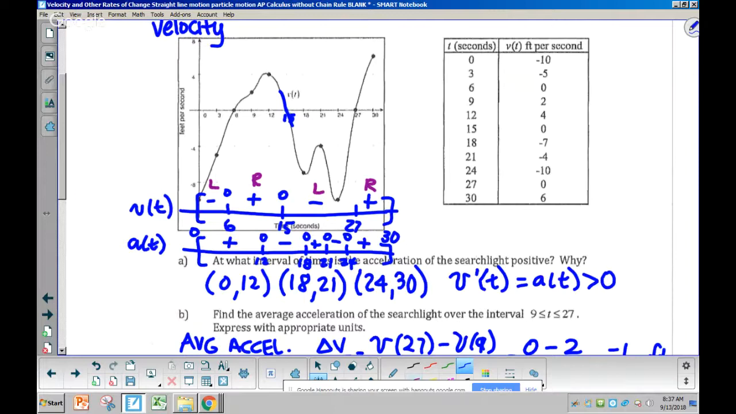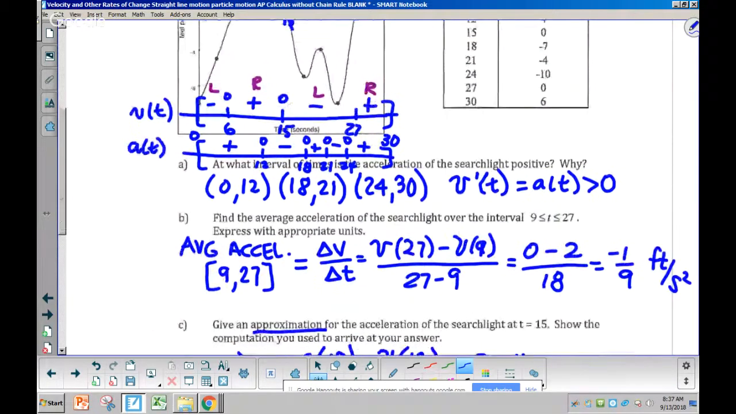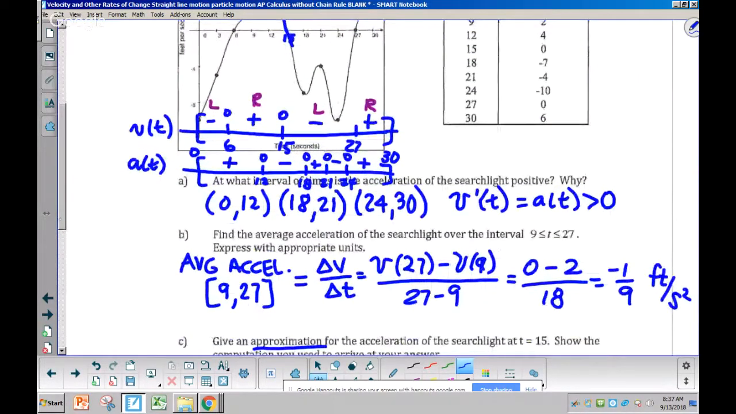So do these two sign charts give me a window into being able to look and see when velocity and acceleration are working together? Because that's when it's speeding up. Is that right? Speeding up means they have the same signs, okay? So do they have the same sign between 0 and 6? No, but between 6 and 12, they have the same sign.